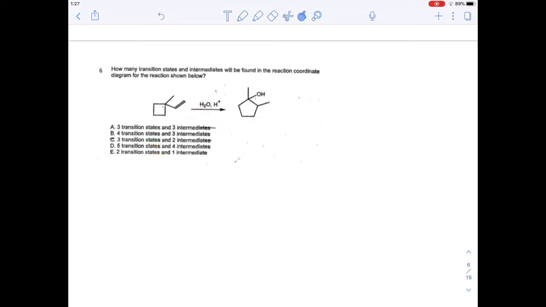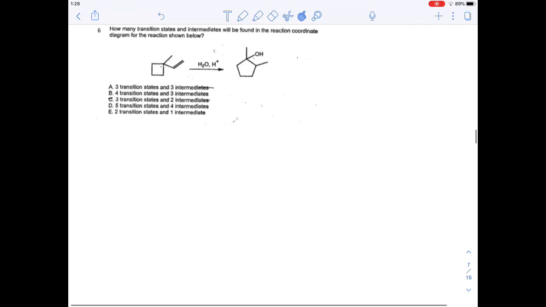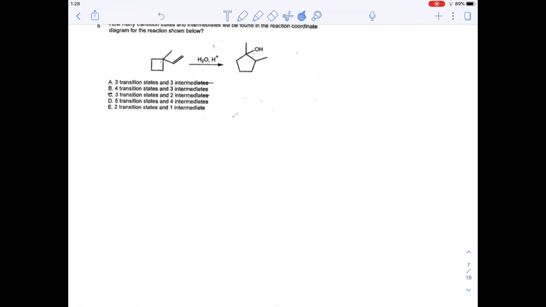So for multiple choice 6, they ask you how many transition states and intermediates will be found in the reaction coordinate diagram for the reaction shown below. So the first thing you have to do with these types of questions is you actually have to go and draw in the reaction and all of the steps. So on a separate sheet of paper, you should attempt it if you haven't already. So I will give you the mechanism for this reaction.